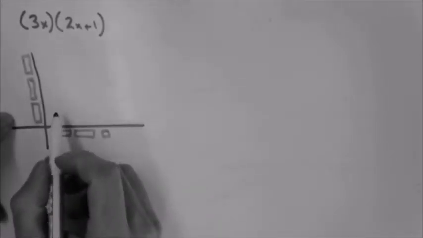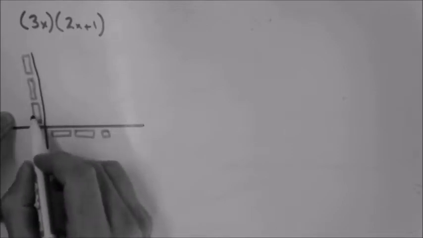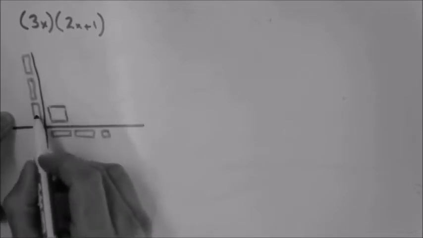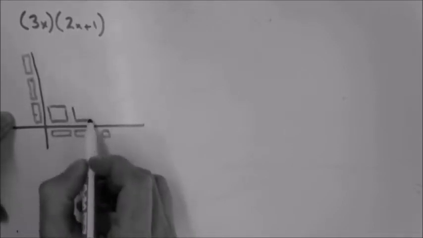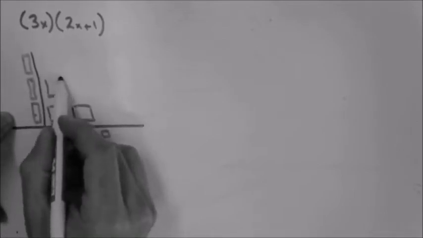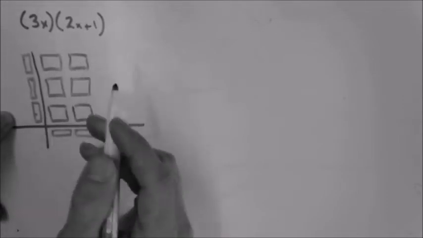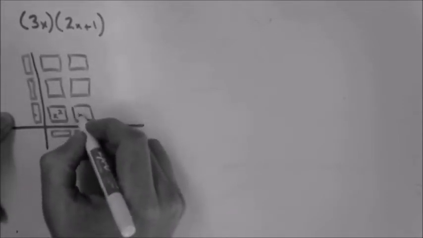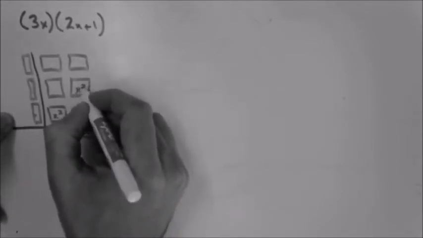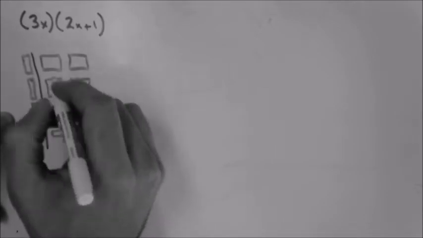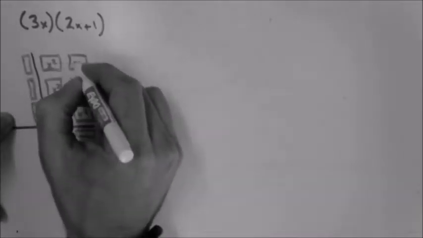Well, let's look at what happens. Here I have x times x. Here I have x times x. Here I have x times x, x times x, x times x, x times x. So these are all x squareds. All these big boxes are x times x, which is x squared.